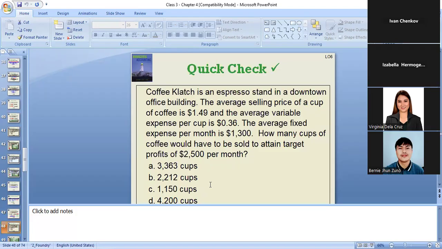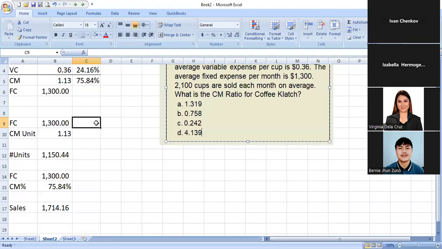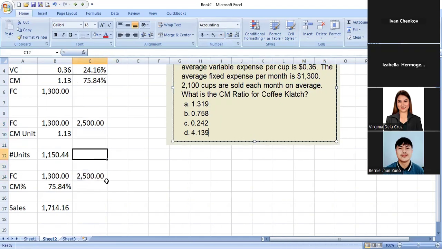Let's see, this company wants to know how many cups of coffee they have to sell to attain the target income of 2,500 per month. If they want 2,500, we have to add the target 2,500 here, 2,500 here, and 2,500 here, and we can run the calculation and see how many units we need to sell to achieve that.